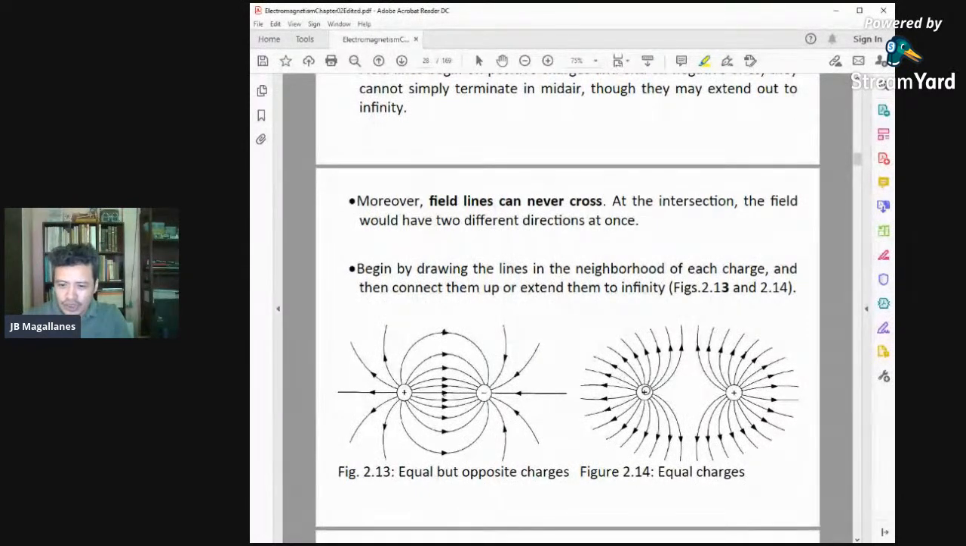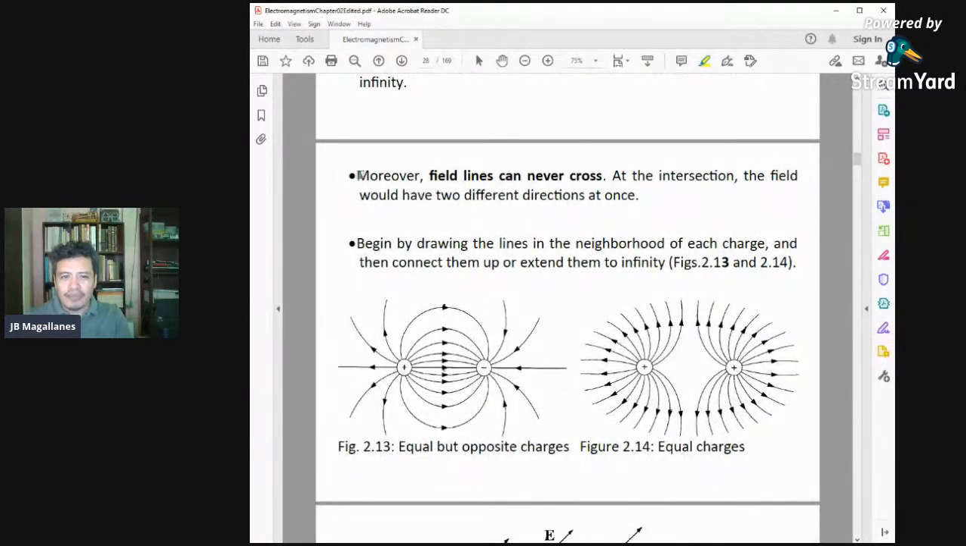Look at this. These are two positive charges, and the fields are coming out of these charges. Look at this figure: the two positive charges are repelling each other. This one here, you have two opposite charges, positive and negative, and they are attracting each other.